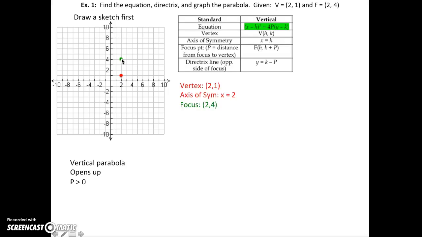We know the vertex is (2, -1), which means that the axis of symmetry is going to be at x equals 2. It's going to be at the h value. And the focus is going to be (2, 4). The next piece of information we need is p. P is the distance from the vertex to the focus. So we look over here and we count up how many spaces are in between the vertex and the focus. And that ends up being p equals 3.